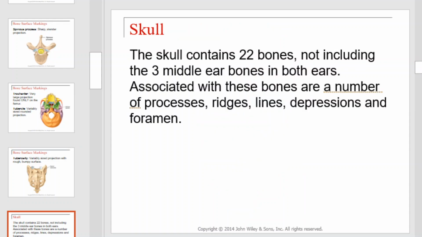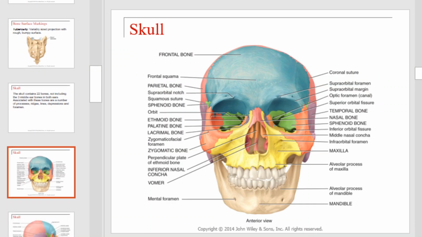The skull. The skull contains 22 bones, not including the 3 middle ear bones in both ears. Associated with these bones are a number of processes, ridges, lines, depressions, and foramina. Use this and the following diagrams to familiarize yourself with the bones of the skull. Take time to practice the proper position and names of bones from a variety of different views.